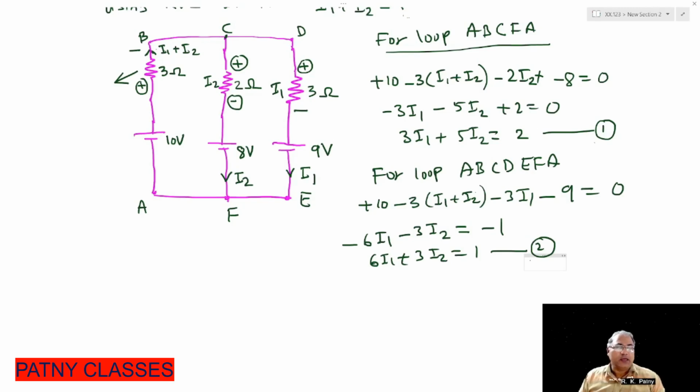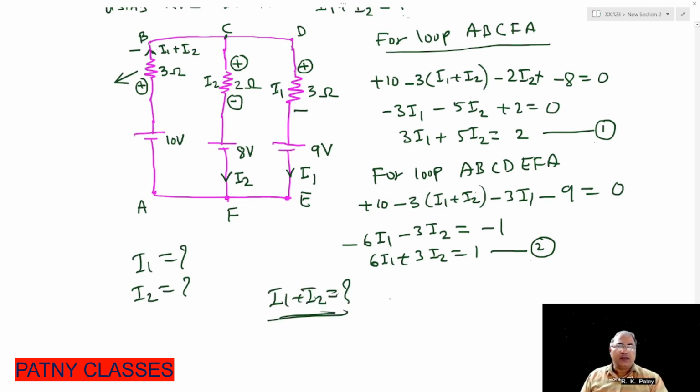Now after solving equations 1 and 2, we get I1 and we get I2. Please solve these equations yourself. After solving them simultaneously, we get the I1 value and I2 value. Then if you add I1 plus I2, it will be the desired result. Let us take one more example.